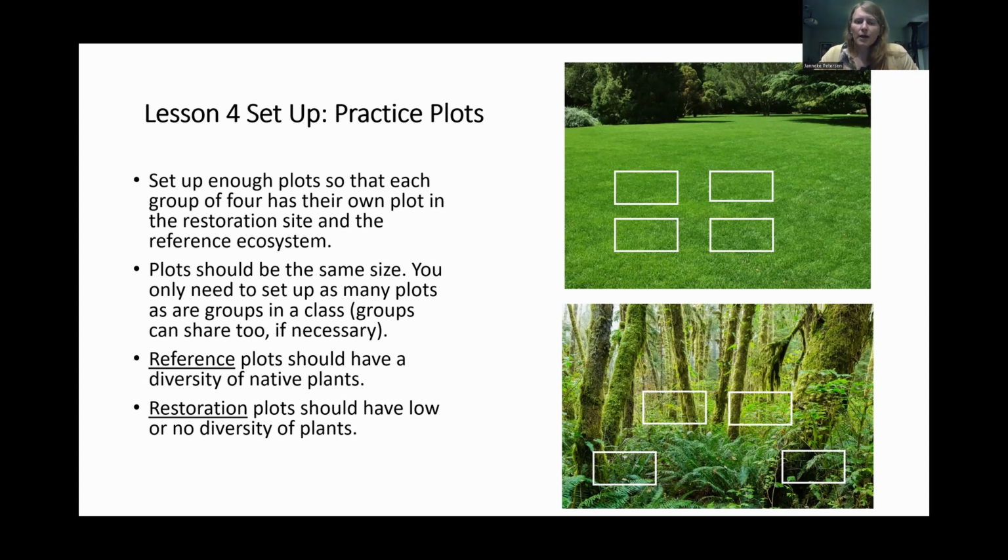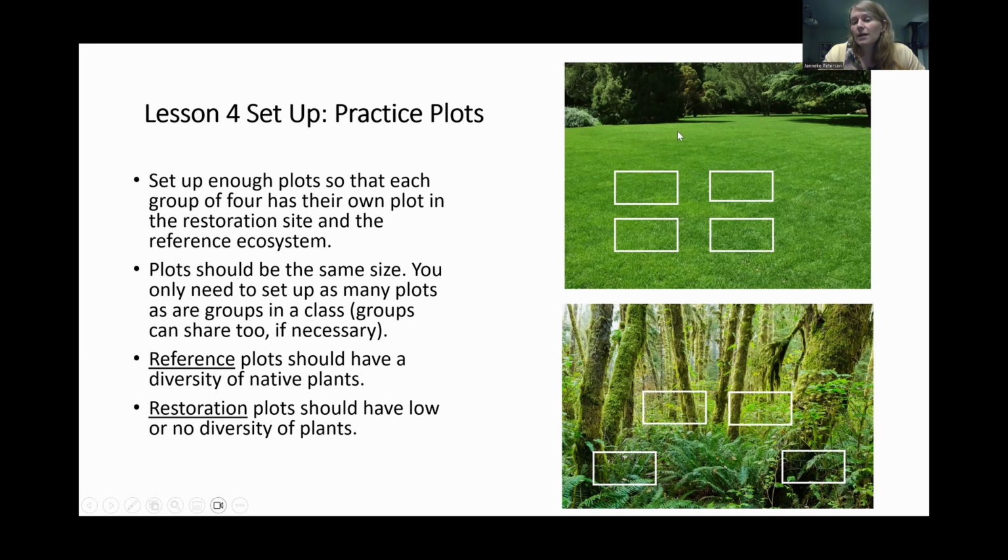You want to set up enough plots so that each group of 4 has their own plot, like I said, in the restoration site and the reference ecosystem. The reference ecosystem is likely the same area where you did the Each to Teach To plant ID lesson. Plots should be the same size. Now, you don't need to spend time measuring it out with measuring tape, but they should be roughly the same size. And your reference plots should have a diversity of native plants, and your restoration plots should have low or no diversity of plants.